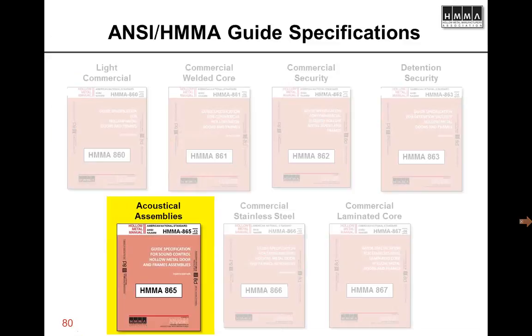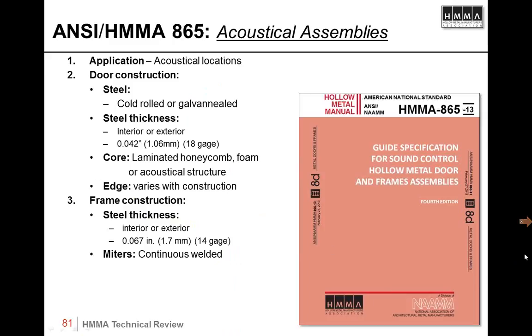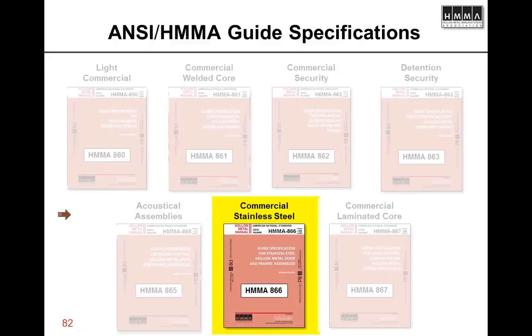We do have 865, which deals with acoustical construction. In here, again, it's CSI format. It does get into your different gauges of face sheet. Your core construction is totally different based on your acoustical requirements. Edge construction will pretty much vary with the manufacturers, along with your frame construction. That'll vary depending on the STC requirements in place.